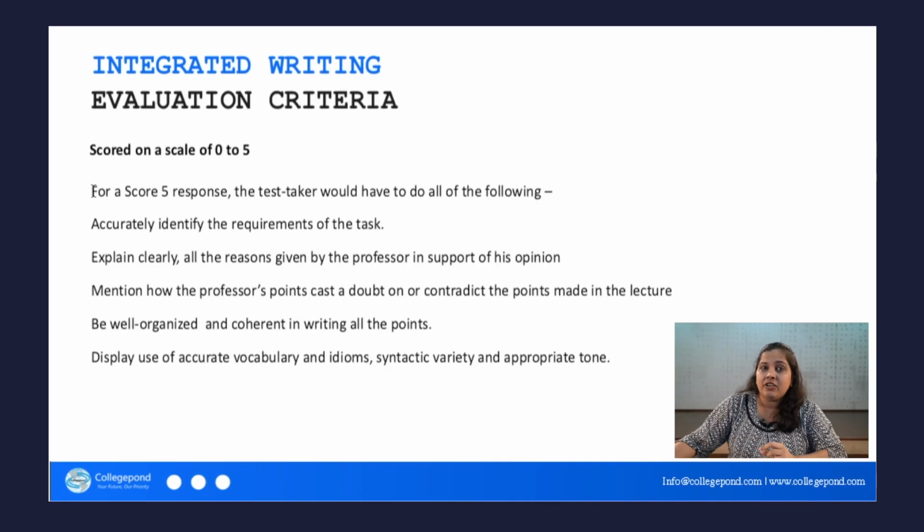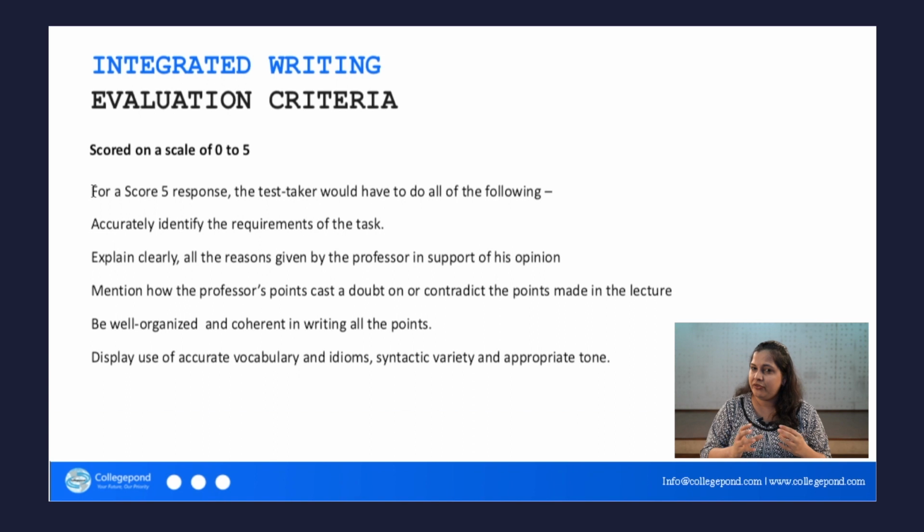This particular task is scored on a scale of 0 to 5. So 0 being the worst and 5 being the maximum points that you can score in this. Now, it's really difficult to score a 0 because for that you have to actually leave the template blank, okay, or you have to write in a different language probably. But students usually get somewhere between 3 to 4, 4.5, and that's something that you can definitely look forward to.